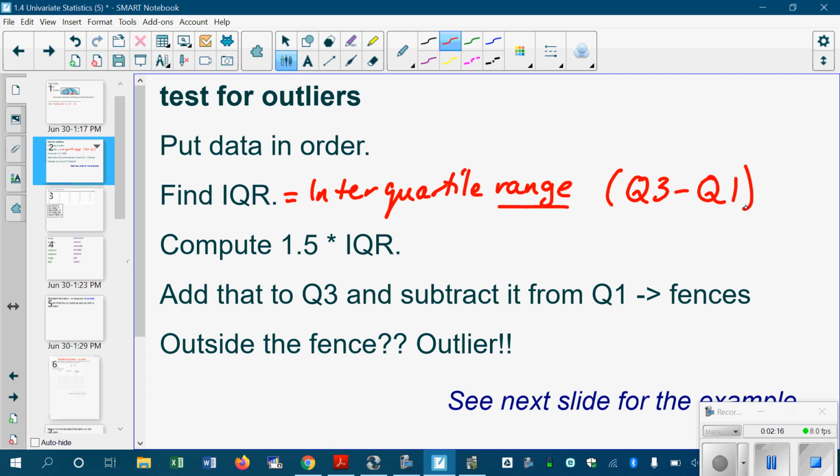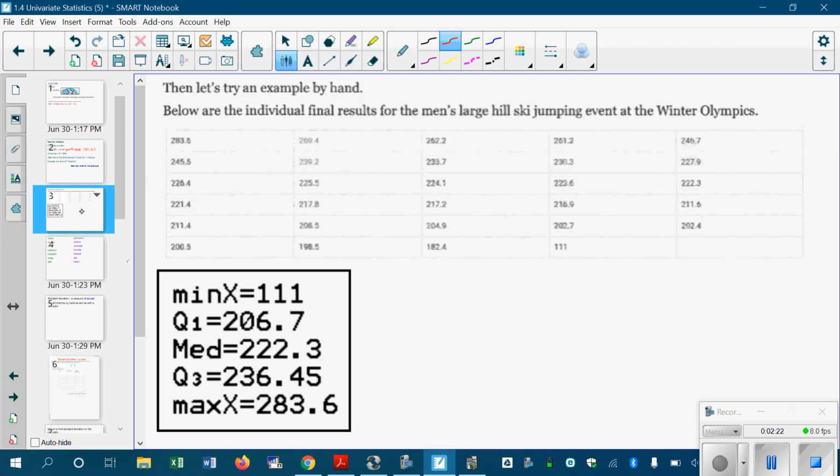So if I were reading all of that for the first time, I'd be like, okay, blah, blah, blah, you sound like Charlie Brown's teacher, wah, wah, wah, right? You have to actually do it in order to understand it. So let's actually do an example. So here's a data set. This is in your packet or on your notes page, if you have that in front of you.